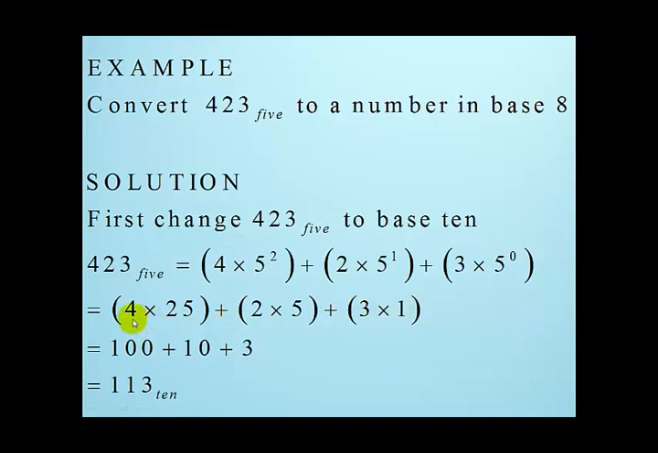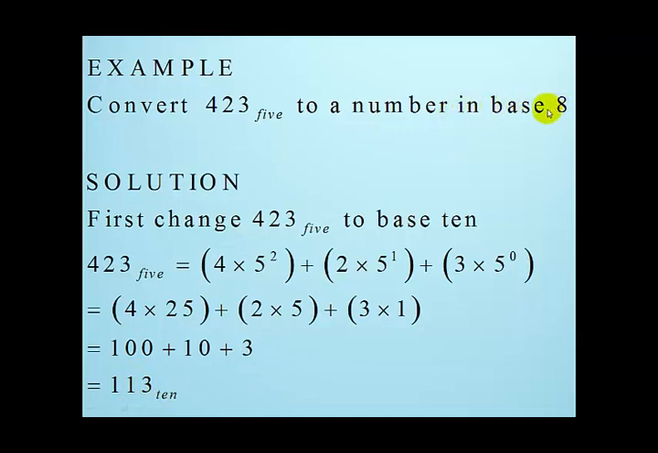Now when we multiply 4 by 25, the answer is 100. If you multiply 2 by 5, you have 10. And 3 times 1 equals 3. Now 100 plus 10 plus 3 equals 113 base 10. So when we convert 423 base 5 to base 10, the answer is 113 base 10. Then we now convert 113 base 10 to the number in base 8.